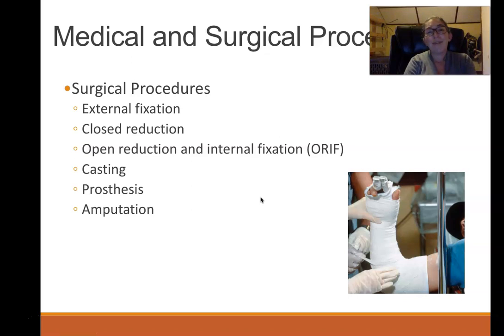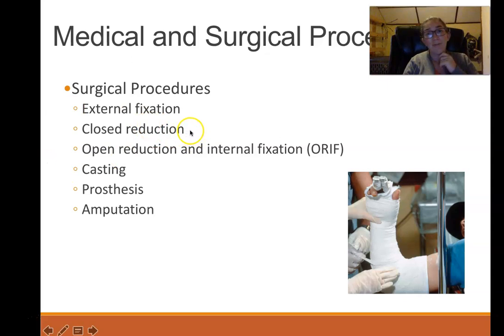If you have a fracture, you will need to let that bone heal. And so at the very least, you need some kind of external fixation. External fixation means to hold the bone in place with something externally. So a cast or even a splint would be a form of external fixation. Reduction is the process of resetting the bone, of lining it up straight. So a closed reduction is done without surgery.